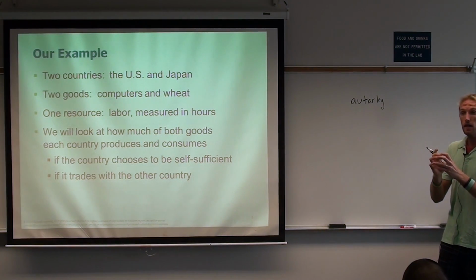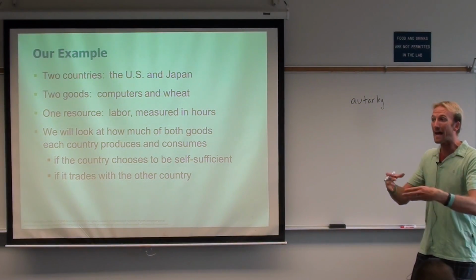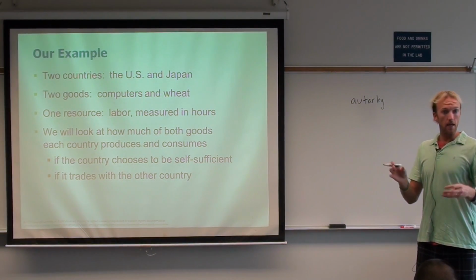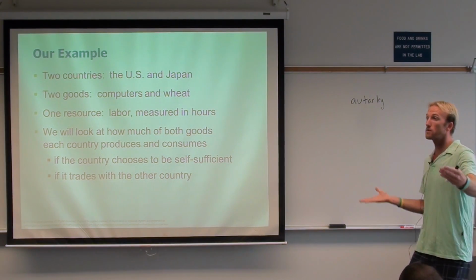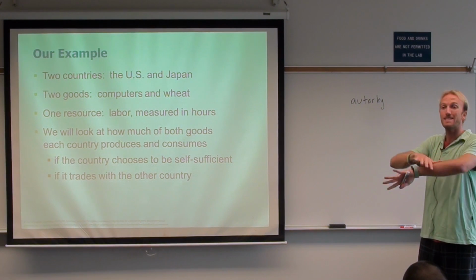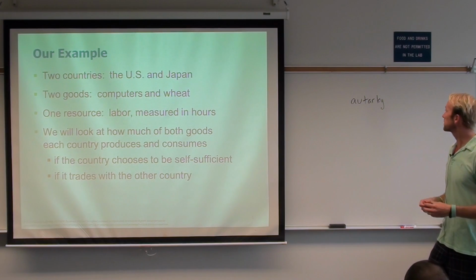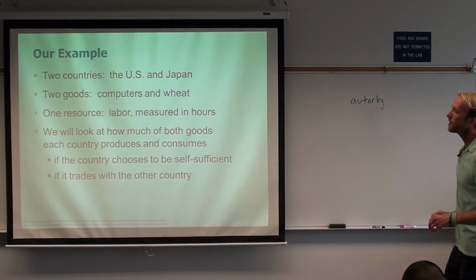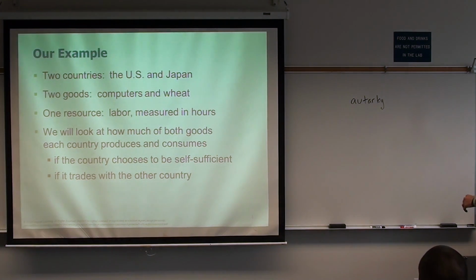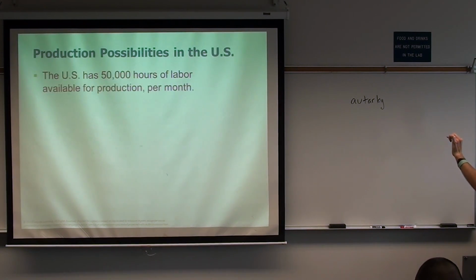So if a country doesn't trade with other countries, then it can only consume exactly what it produces. Does that make sense? If it trades, it can produce, I don't know, computers, and then it can trade it with another country for wheat. Right? That's the opposite of autarky, and that's called an interdependent solution or a trade solution. Okay? So we're going to look at the solution on the autarkic conditions as well as if it trades with another country. Okay, so first we need to mark the production possibilities in the United States.